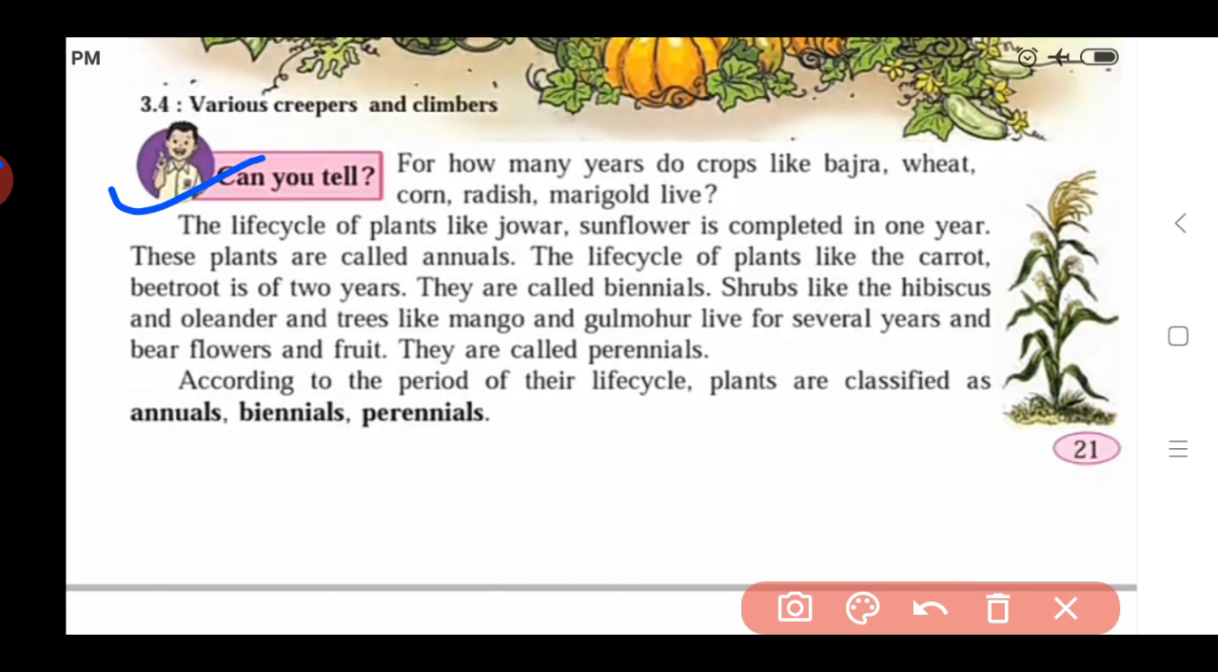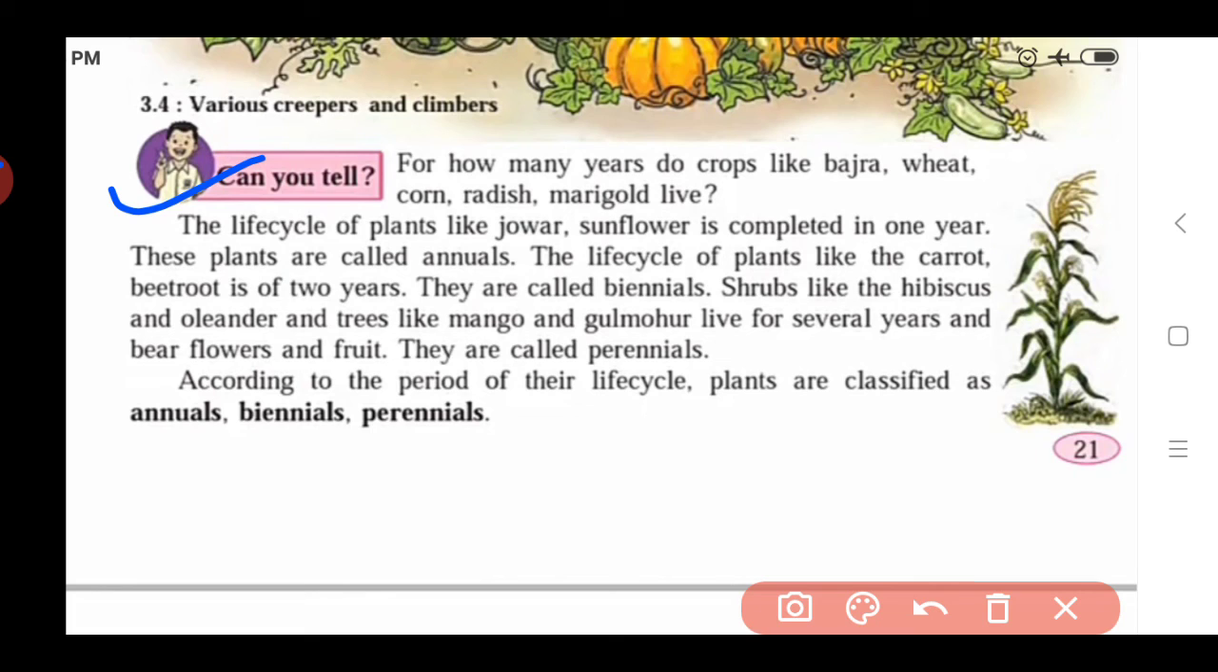Completed means after 1 year it acquires grains, and mature grains are developed in that plant. Then this plant dies. After dying, we collect the grains from such plants, that is the jawar grains, sunflower. Okay. Then these plants are called annual plants. Means the life cycle is completed within 1 year.